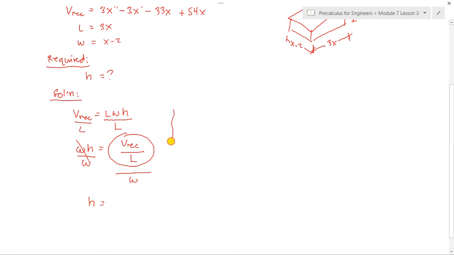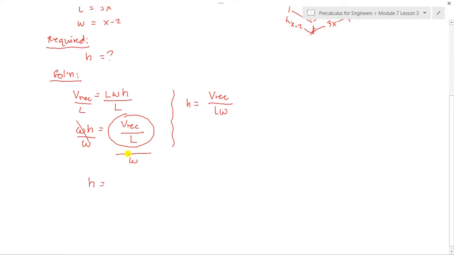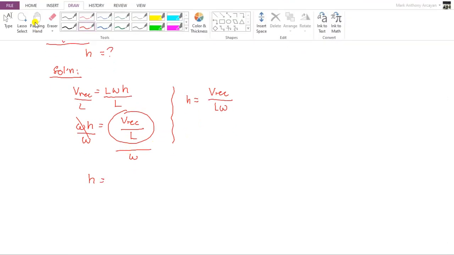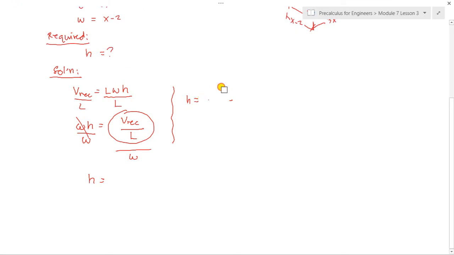For me, class, I will not directly say that H is equal to the V of the rectangle divided by the length and the width, since the given is a polynomial function, so we cannot do that easily. Although with numbers it is possible, I visualize it this way: we need to divide first the volume by the length, and then whatever the answer, we divide by W so that we can get the H.